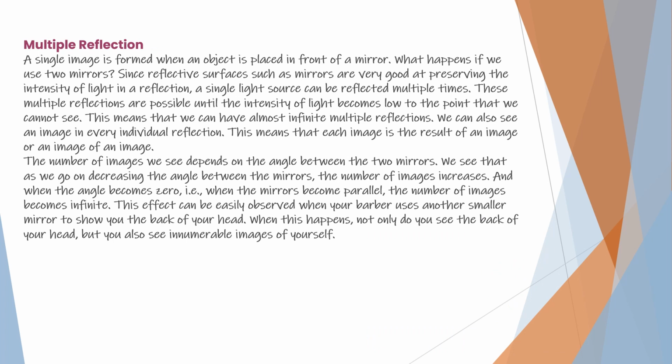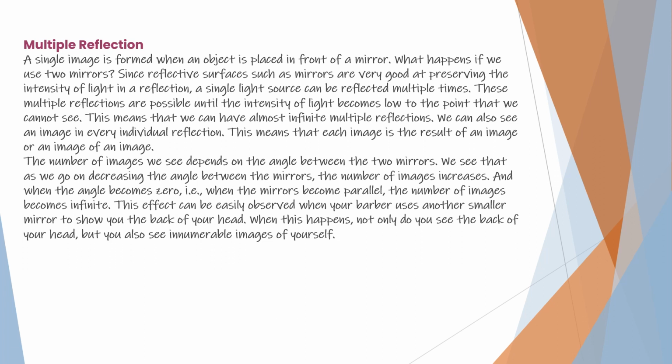Multiple reflection. A single image is formed when an object is placed in front of a mirror. What happens if we use two mirrors? Since reflective surfaces such as mirrors are very good at preserving the intensity of light in a reflection, a single light source can be reflected multiple times. These multiple reflections are possible until the intensity of the light becomes so low that we cannot see it. This means that we can have almost infinite multiple reflections.